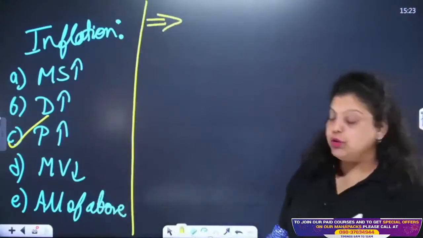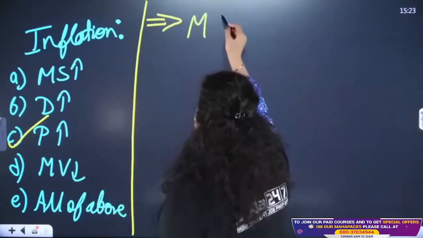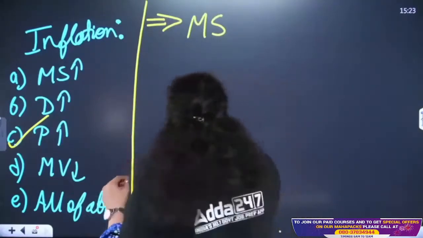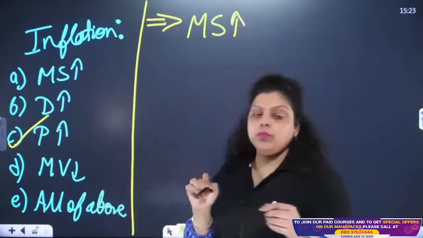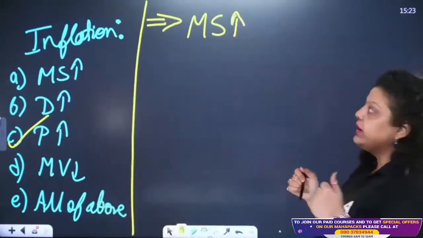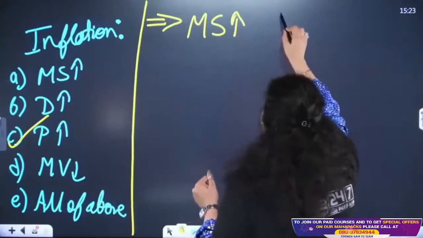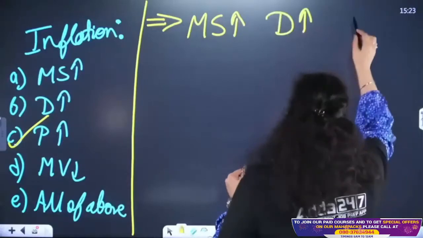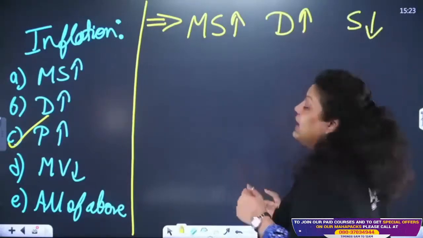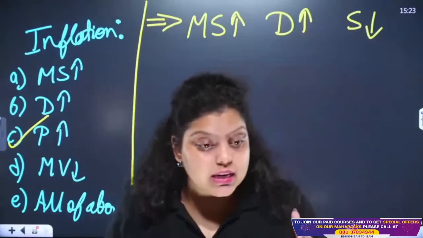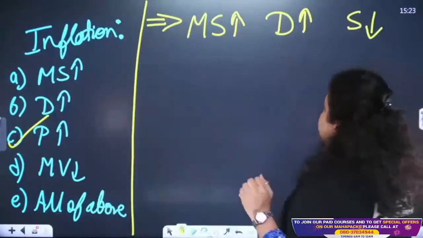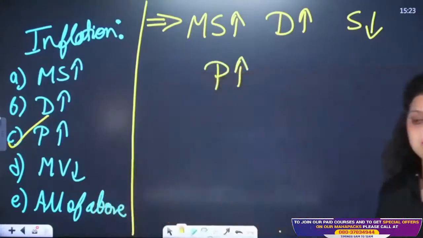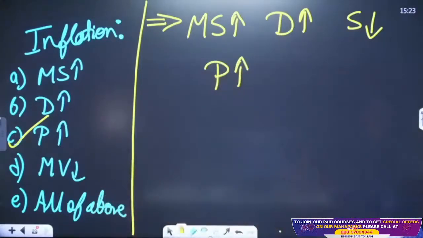What are the economic conditions? Whenever we talk about an increase in the prices of goods and services, first of all the money supply will increase. Whenever the money supply increases, the demand of consumers will increase. Whenever the demand of consumers increases, the supply will decrease, because demand and supply have an inverse relation, a negative or opposite relation. So demand increases, supply decreases, and prices start increasing because people are asking for more goods and you do not have the goods. So prices will increase.